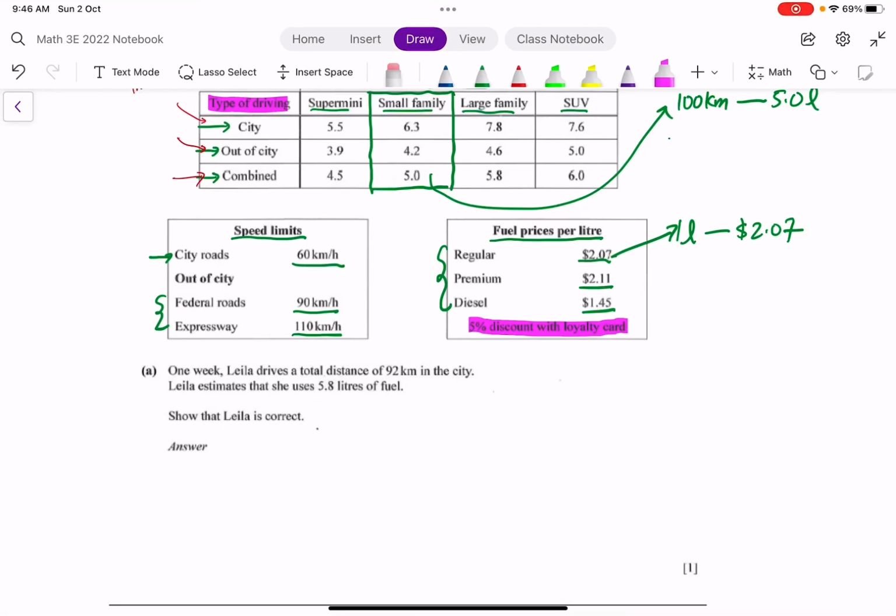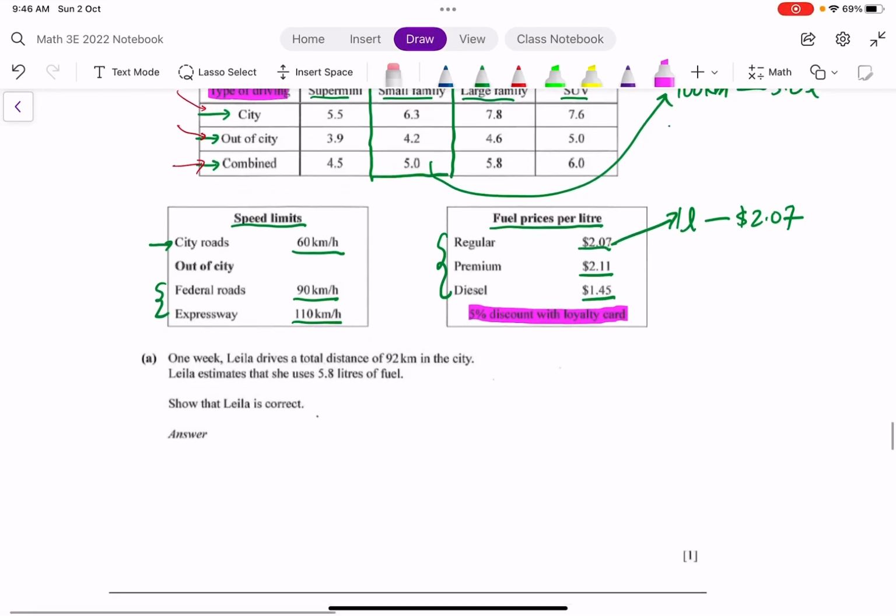Now let's look at part A. So in part A, we are given that in 1 week, Layla drives a total distance of 92 kilometers in the city, right? So take note of all this important information. Layla estimates that she will use 5.8 liters of fuel. Okay, your job is to show that Layla is correct.